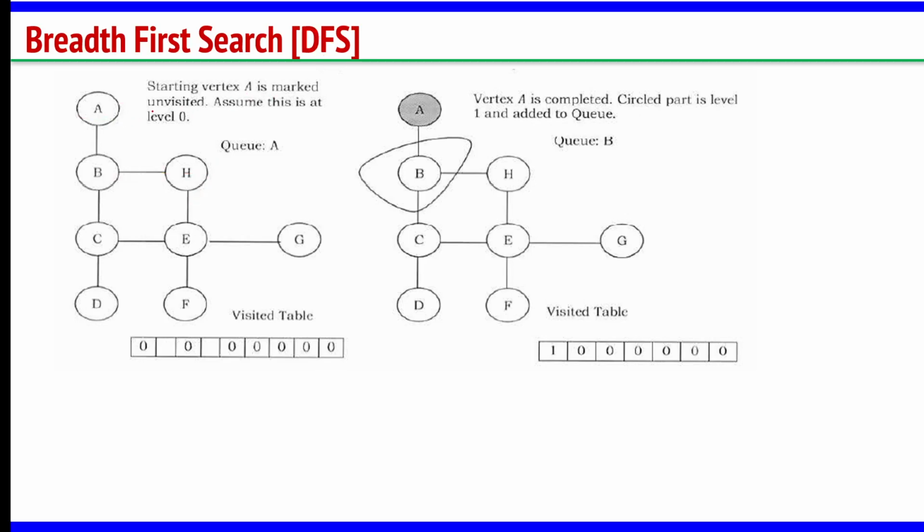Starting vertex A is marked as unvisited. So, this we will visit. Okay. So, vertex A is completed, and the circled part is level 1. This is there in level 1.